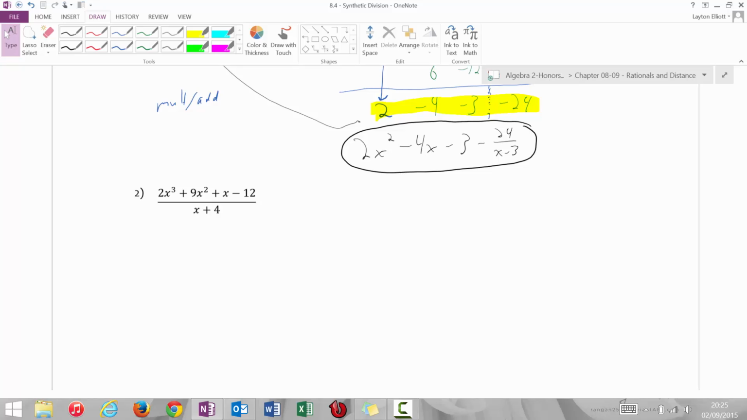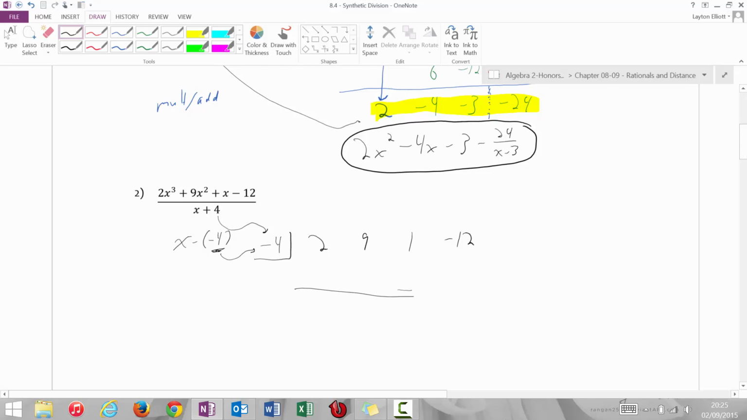Number 2, we're going to write the coefficients out: 2, 9, 1, -12, and then I'm going to use -4. I'm using -4 because it's the opposite sign. If I wanted to make this x minus a number, it would be x minus -4, and that -4 would be the root, the r. I'm going to set everything up so it can look nice and pretty. Arrow for the 2, repeat the 2, dot, dot, dot. And now we're going to start. Multiply, add. Multiply, add. Multiply, and add.